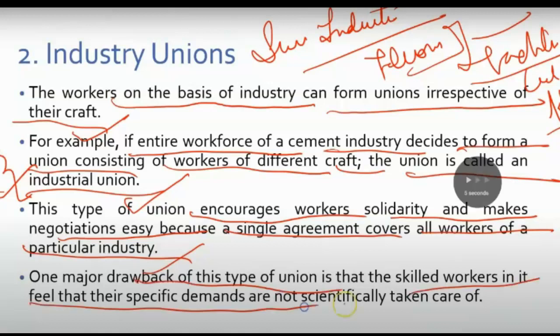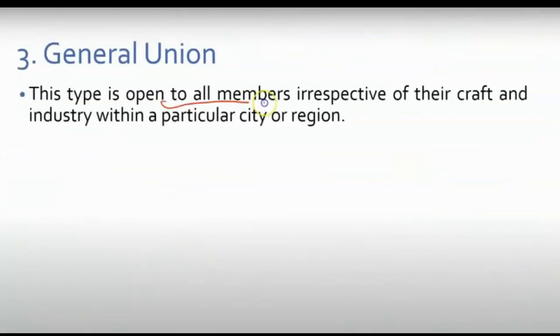Let's move on to the next topic, and that is the general union. Anybody, irrespective of their craft or industry, but in a particular city or region, can join. For example, Alberta can have its own union, or Ontario people can have their own union. Every province, every region can have its own, and anybody can join. That is called your general union.